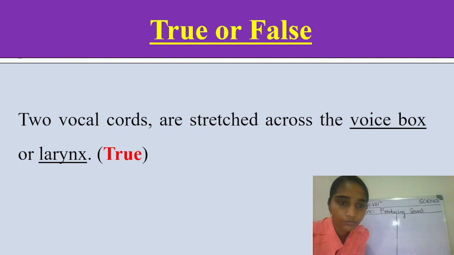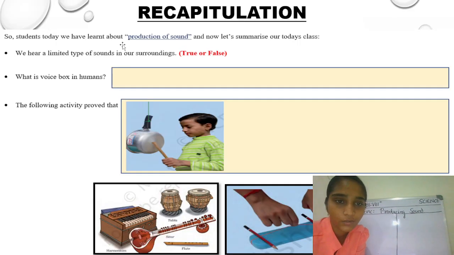Okay, now students, today we have learned about the production of sound, how sound is produced, and now let's summarize today's class. Okay, we hear a limited type of sounds in our surroundings. Is this statement true or false?